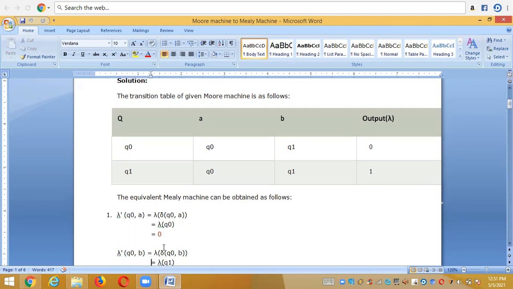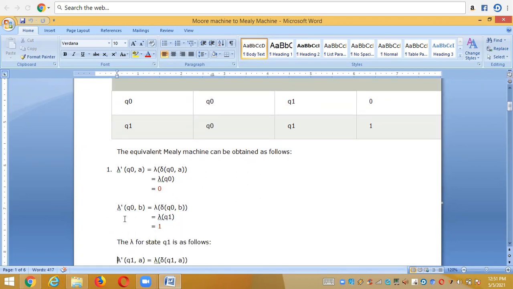And same as for the b: q naught with b. Lambda dash of q naught with b is lambda of del of q naught with b. And what the del of q naught with b is q1, right? And the output of this q1 is 1. So this is 1. Now we completed the output function for q naught with a and b.